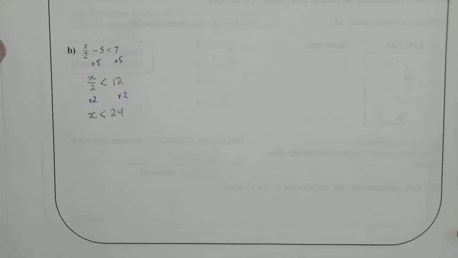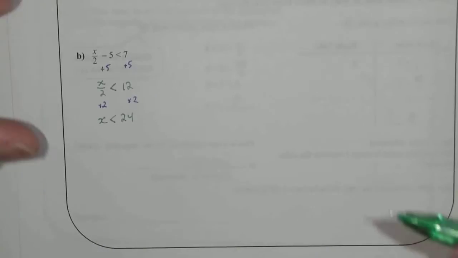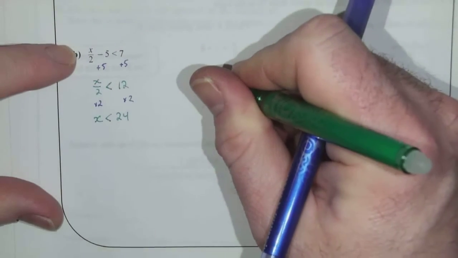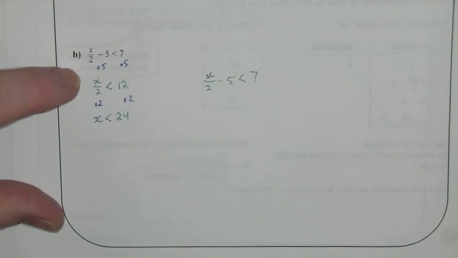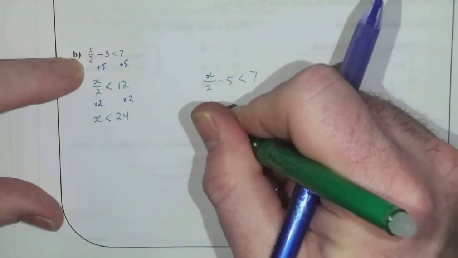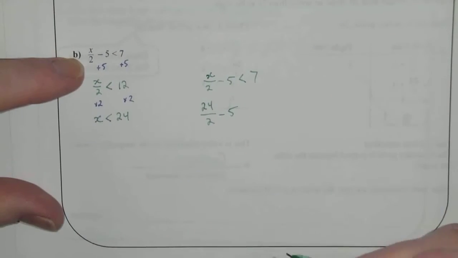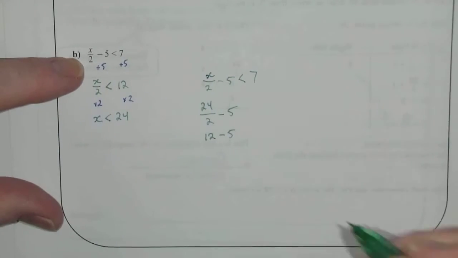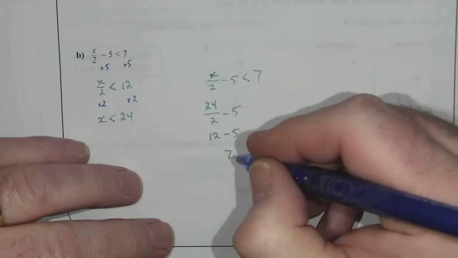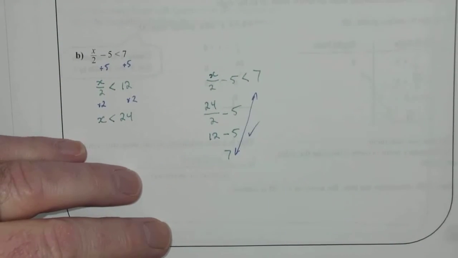Now in this case, we also need to check. So let's do that. Let's test the boundary point first. So, original question, x over 2 minus 5 is greater than 7. Substitute in 24. 24 divided by 2 minus 5. 24 divided by 2 is 12. And then minus 5 is 7. Those check out, so the boundary point is confirmed to be 7.